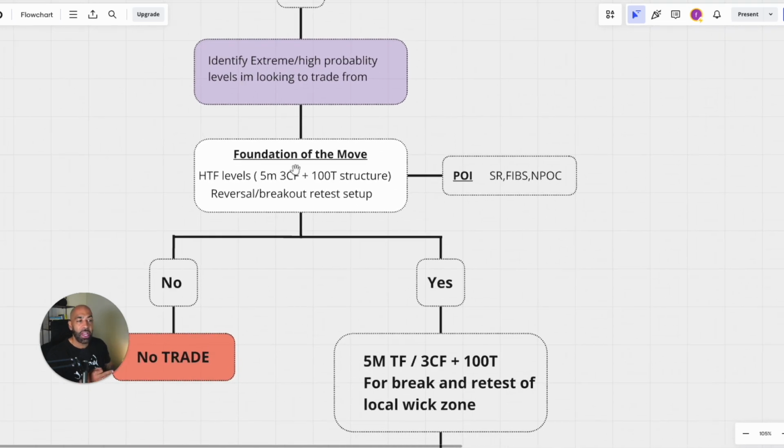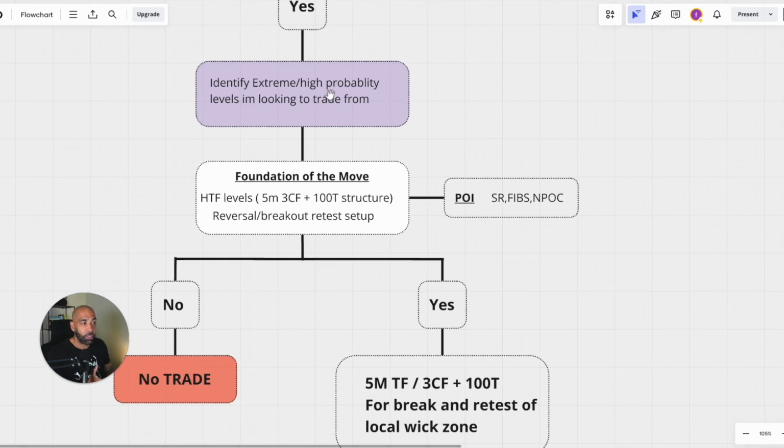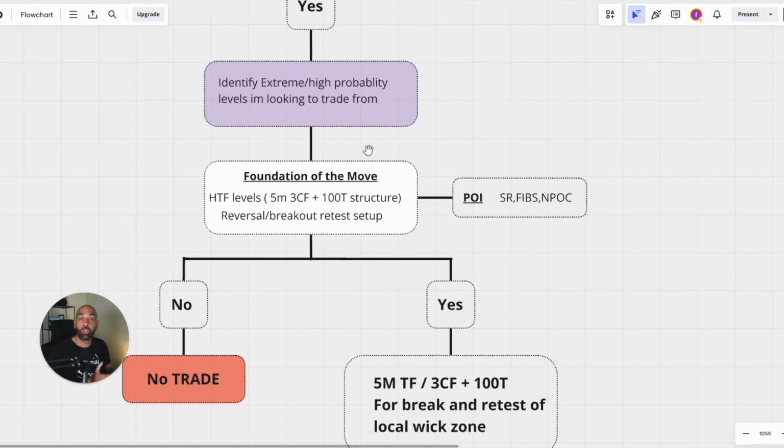After that, what's the foundation of my move going to be? What are the pillars of my move, what I'm looking for? So for me, I look for the higher timeframe levels, which I've got from above, as you can see just here. Once we reach my levels, do I have a 5-minute three-candle reversal pattern? And do I have a break and retest on the 100 tick chart structure? Do I have that? Then I'm going to be looking at whether it is going to be a reversal or a breakout and retest setup.